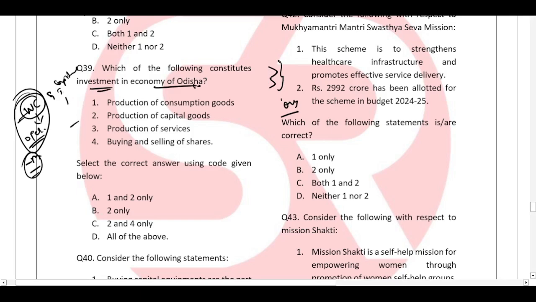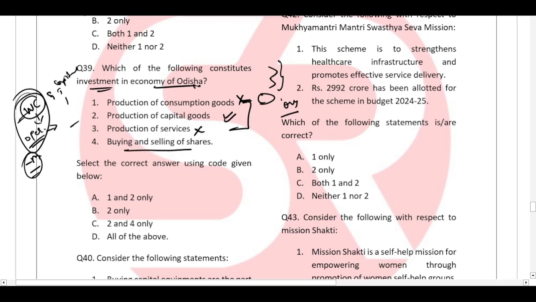Investment into the economy of Odisha, which of the following constitutes investment? Production of consumption goods. Production is just operation. We'll sell the goods within a revenue year. So is production investment? No, it is not investment. Production of capital goods? Yes, that is investment. Production of services? Again, this will be consumed within a year, so this is also not investment. Whether it is a good or a service, it is revenue in nature.